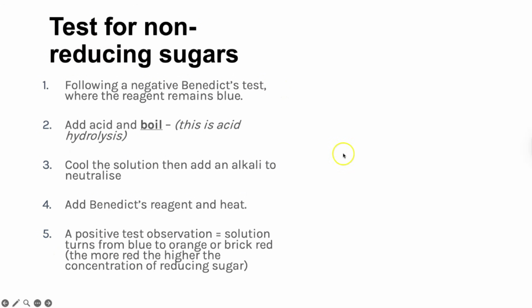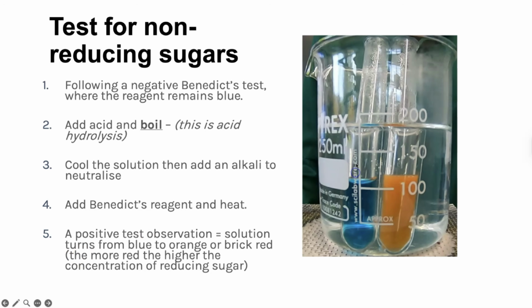So for the non-reducing sugars test, this would be a longer question because there's more stages. First of all, you have to do a reducing sugars test. And if you get a negative test result for that, meaning it remains blue, that tells you you don't have a reducing sugar. So the next step is then to see, well, maybe it is still a sugar, but it's non-reducing. And the way to test for this is by splitting sucrose, or non-reducing sugar, back into its monosaccharides to confirm that it is sucrose.